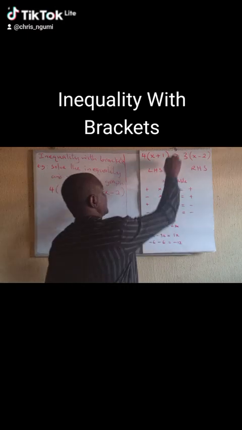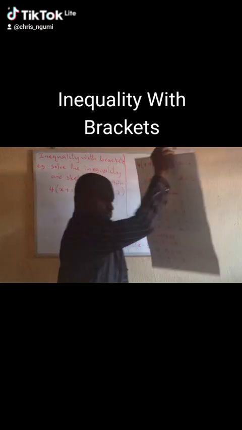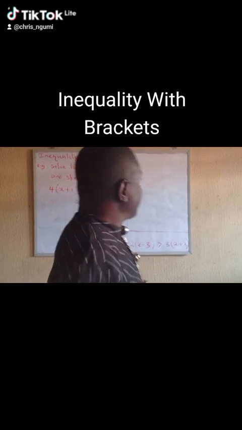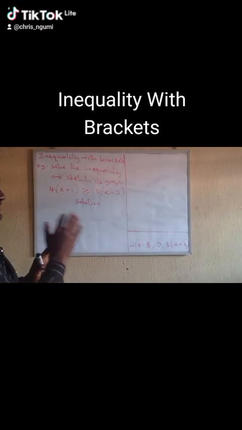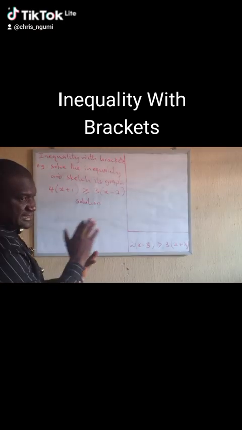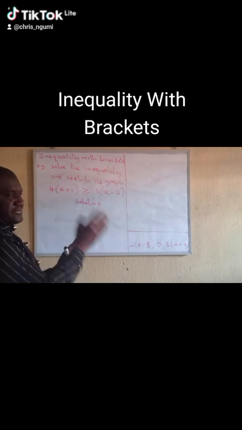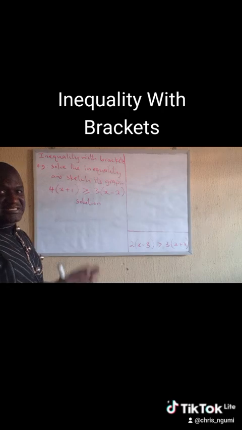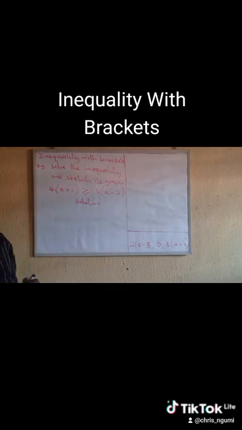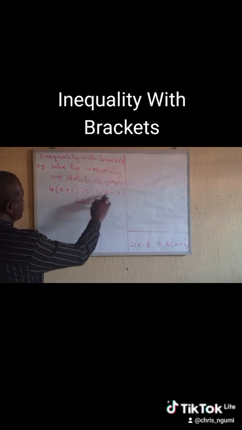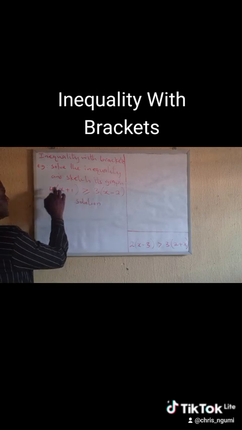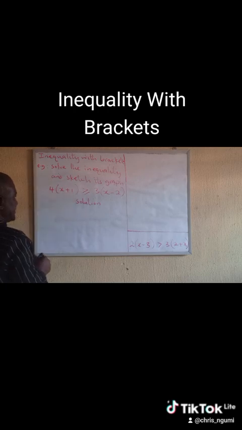Now let's solve the example properly. And never forget, when numbers with alphabet are changing side, that means they are changing from left hand side to right hand side and vice versa, you always reverse the sign. So now let's look at this. We want to remove the bracket in this example. So here now, anything outside the bracket is multiplying the one inside the bracket.